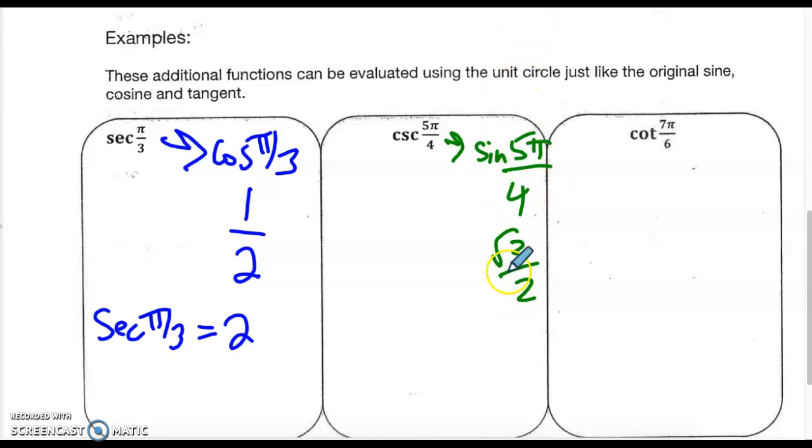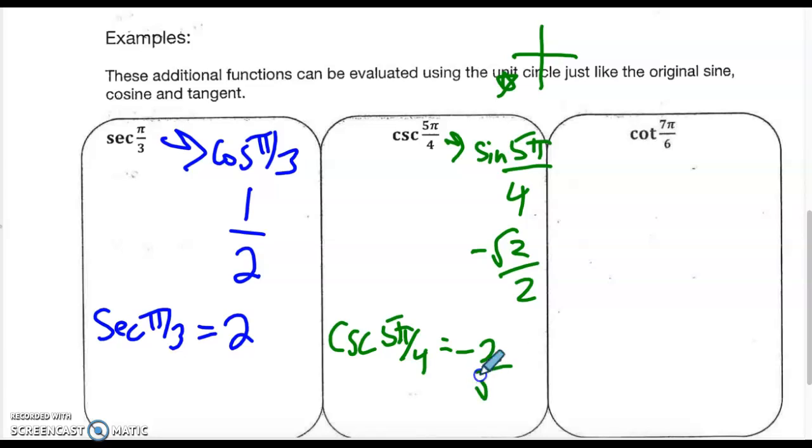5 pi over 4, so I'm going to try to do this without the unit circle in front of me. 5 pi over 4 is going to be over here, because this would be pi over 4, 2 pi over 4, 3 pi over 4, 4 pi over 4, 5 pi over 4. And in that quadrant, both sine and cosine are negative, so sine would be negative rad 2 over 2. And the cosecant is the reciprocal of this, so if I want to find the cosecant of 5 pi over 4, again, it's basically finding the sine of 5 pi over 4 and flipping it. So it would be negative 2 over rad 2.